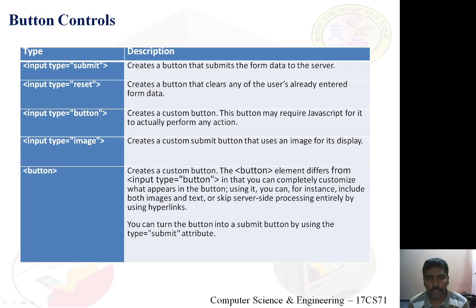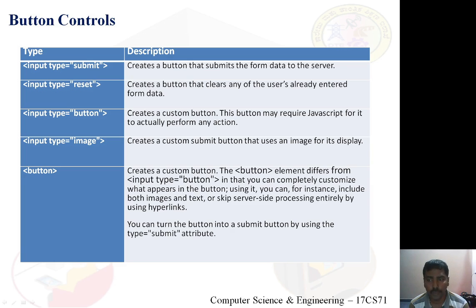Now there is one more element known as button. What is the actual difference between this button and the ones displayed in the first row of this table, input type equals submit, and the third row, input type equal to button? We'll see that. It creates a customized button. The button element differs from input type equals button in that you can completely customize what appears in the button.